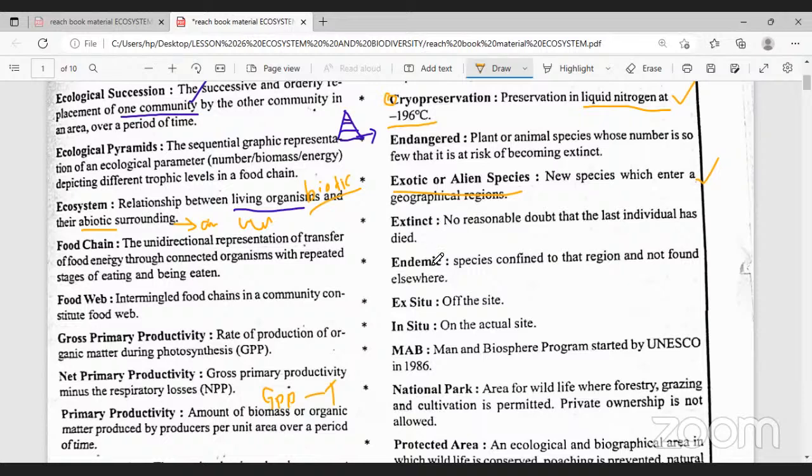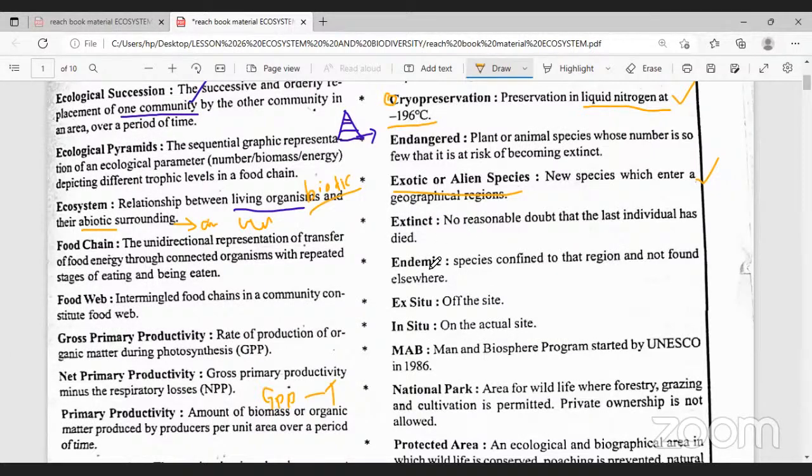Okay, and then endemic: species confined to that region and not found elsewhere. Endemic means, what is that? Species confined to that region and not found elsewhere. It will not be present anywhere else at all.